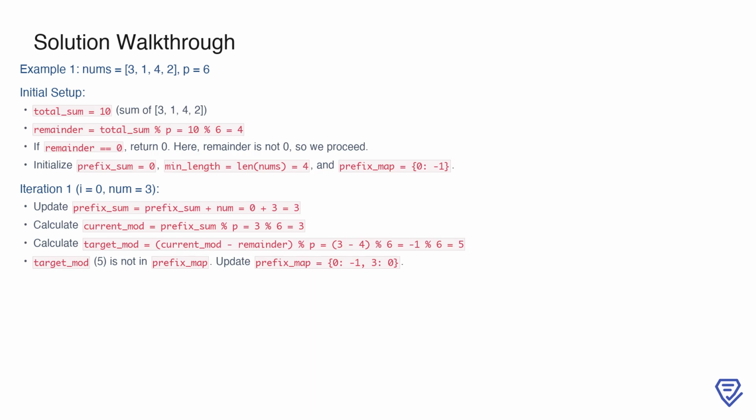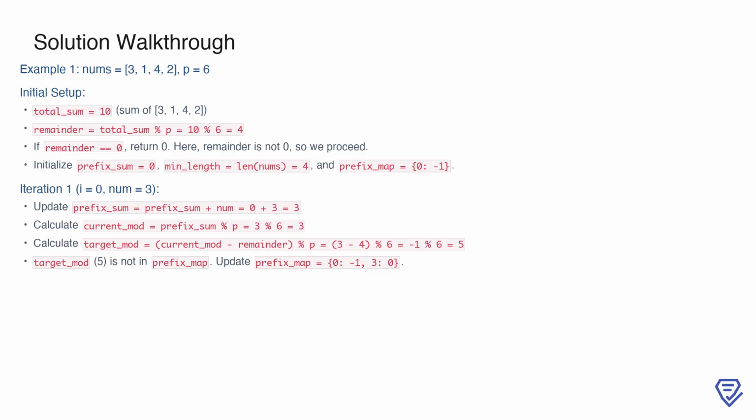We initialize the prefix sum to 0, set the minimum length to the size of the array, which is 4, and begin with a prefix map containing just the entry 0, -1. This map helps us efficiently track indices of prefix sums modulo p.